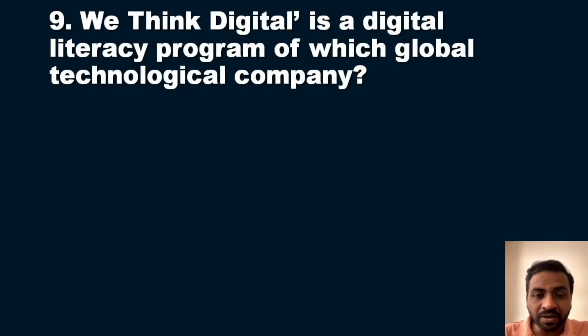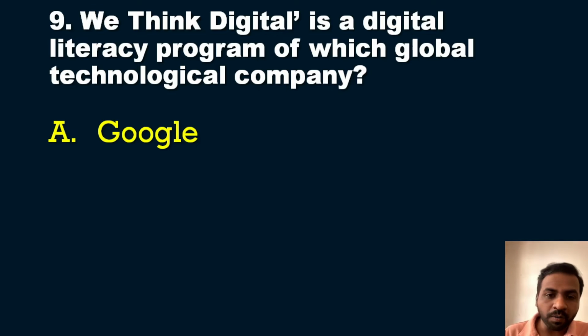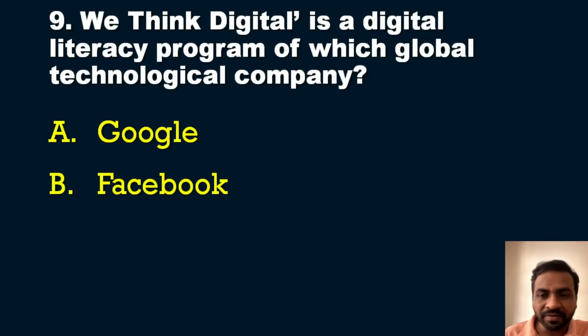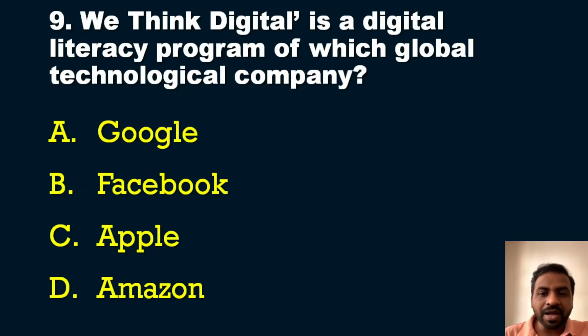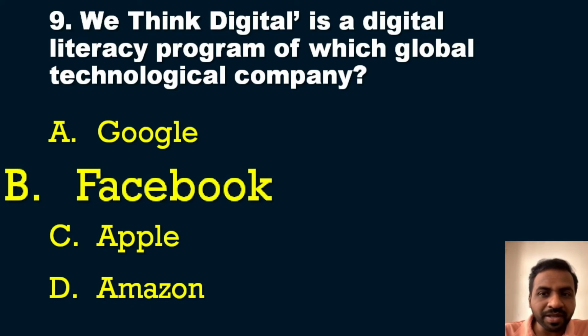Now we will move on to the 9th question in our series, and it is a very important general knowledge question. The question is, We Think Digital is a digital literacy program of which global technological company? The options are option A, Google, option B, Facebook, option C, Apple, and option D, Amazon. So the answer for this question is option B, Facebook.